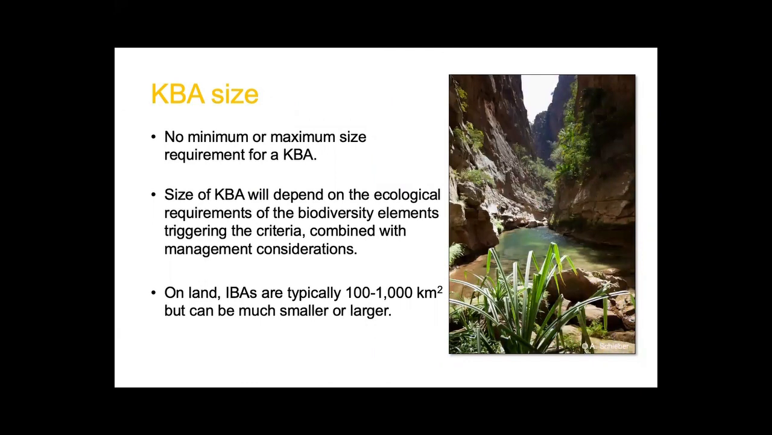So there's no minimum or maximum size requirement for a KBA. The size of a KBA will depend on the ecological requirements of the biodiversity elements that trigger the criteria, combined with management considerations. On land, IBAs, important bird areas, are typically 100 to 1,000 square kilometers, but some are much smaller and others are much larger. And the general expectation is that some marine sites may be quite a bit larger still.